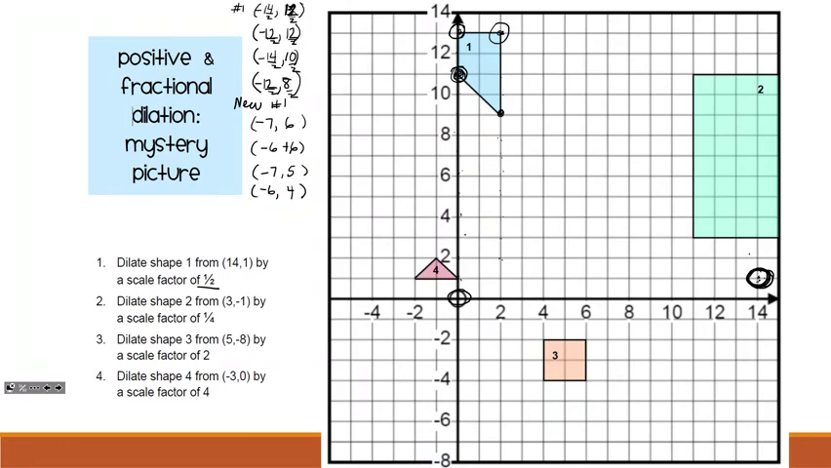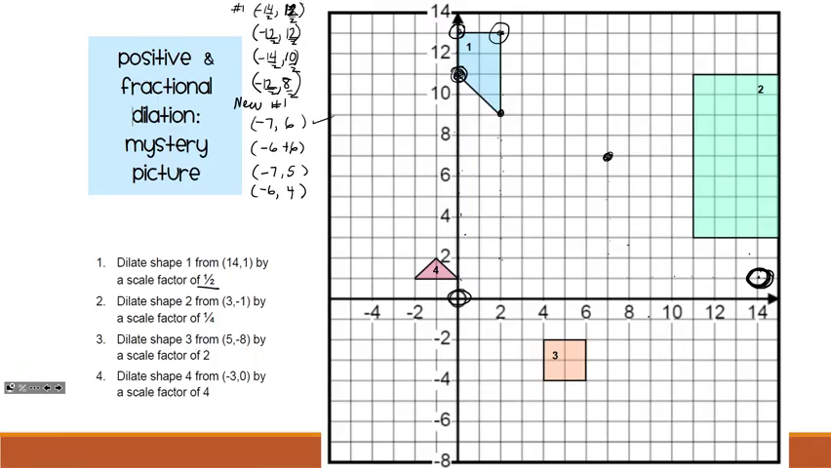Okay, so we're going to count back 7. Let's do the very first one. -7, 6. 1, 2, 3, 4, 5, 6, 7. Up 6. 1, 2, 3, 4, 5, 6. Put your dot. Check. Got it done.